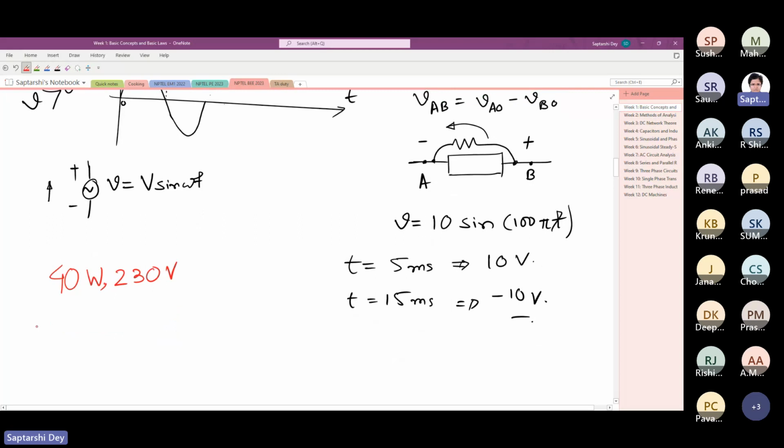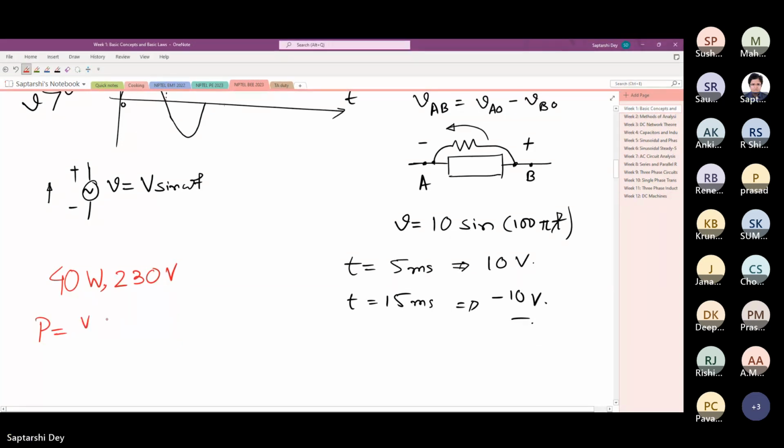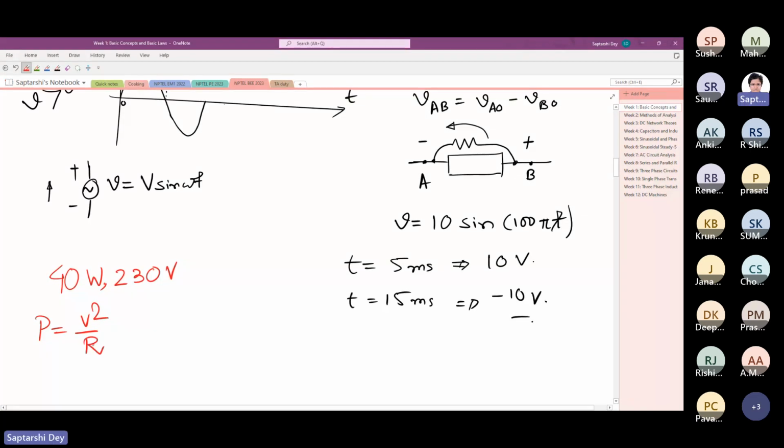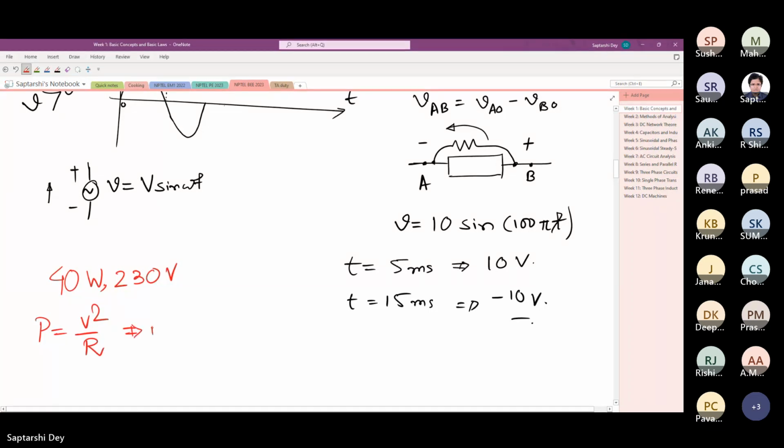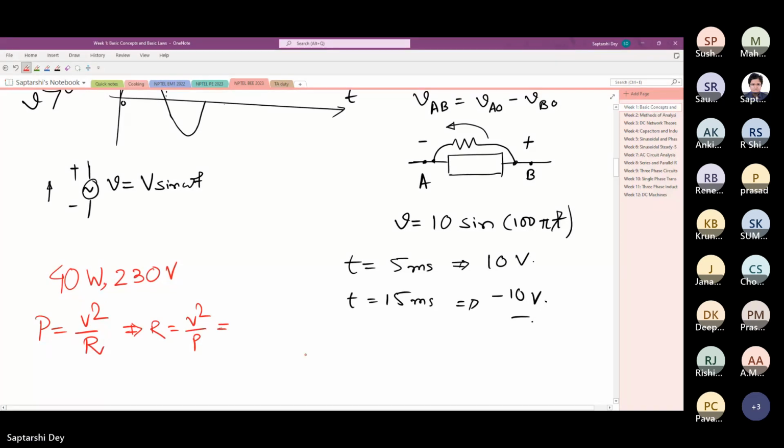Now from here you can find out the resistance of the filament. Can someone quickly tell me the value of R? V square by P. So something you will get. Now resistance is given by rho L by A, where L is the length of the filament, A is the cross-section area, and rho is the resistivity of the material of the filament. If you have the resistivity and the length, you can find the required cross-section area of the filament.